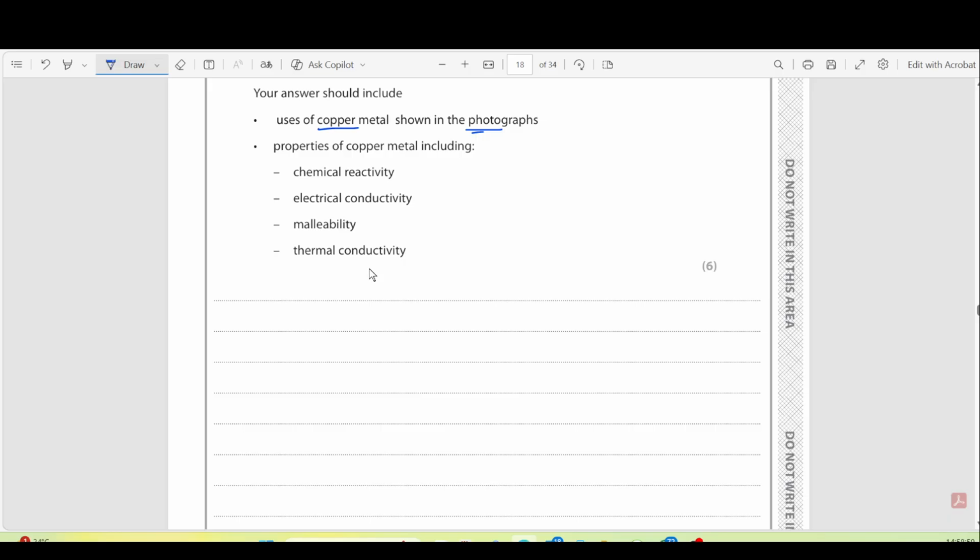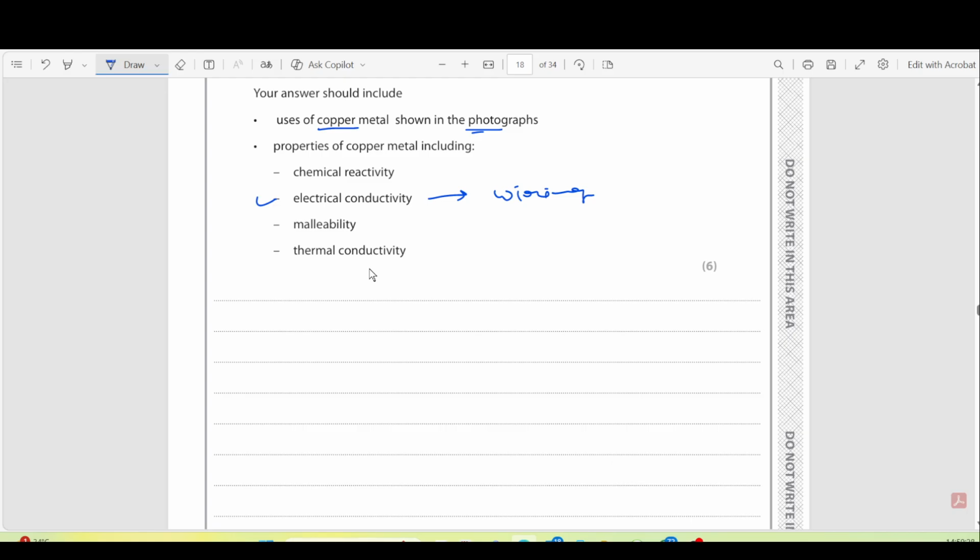First, electrical conductivity. Copper has a very high electrical conductivity. It is the second highest of all metals after silver. This makes it an ideal material for wiring. It allows current to flow through it with minimal energy loss.